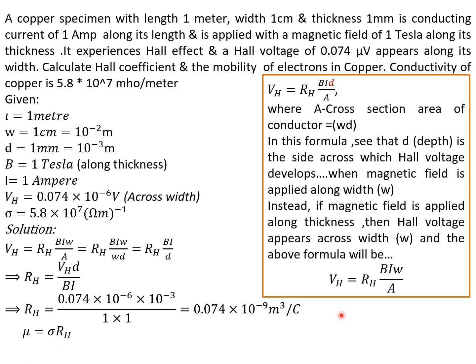Now we need to calculate mobility. We know the formula for mobility is sigma into RH. Conductivity of the copper is given and Hall coefficient we have calculated. We only have to put the values and we will arrive at the mobility of electrons in copper to be equal to 0.004292 meter square per volt second. So here we have calculated Hall coefficient and mobility.